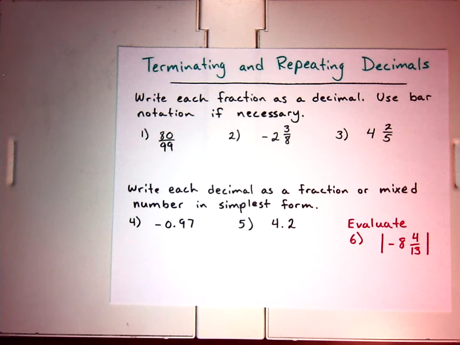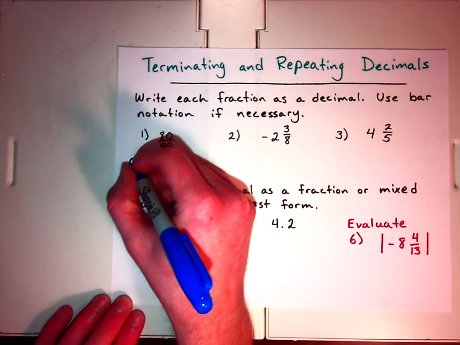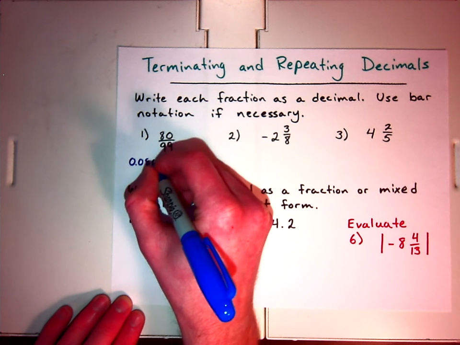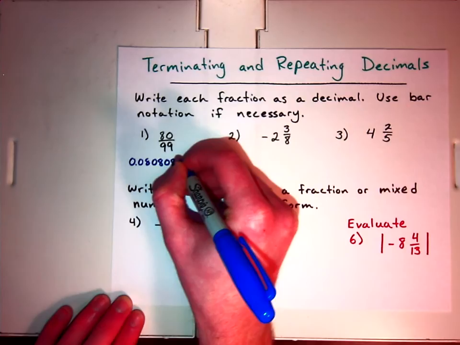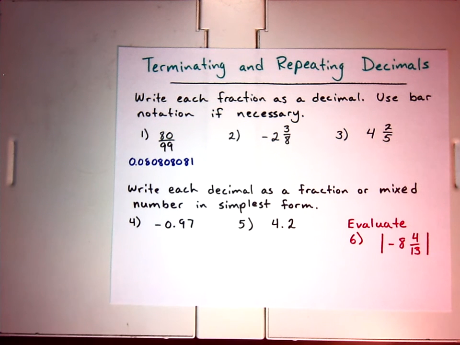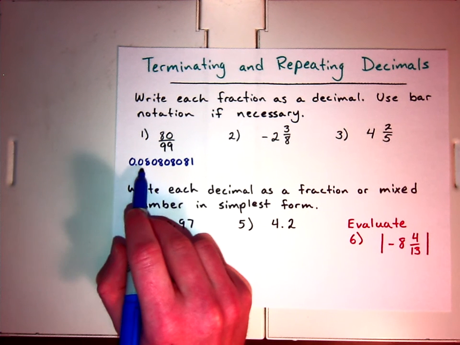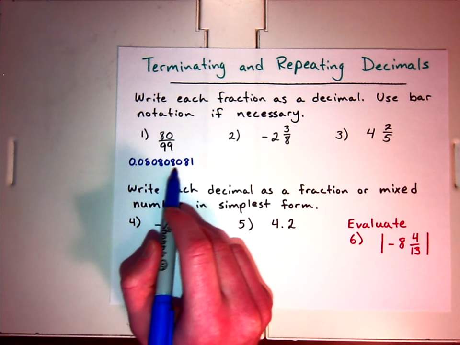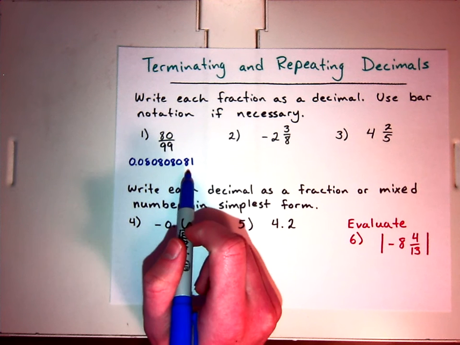So, 80 divided by 99. 80 divided by 99, okay? On my calculator, I get 0.08080808, and I actually get a 1 here, okay? So, looking at this, and I'm going to just point out something here, it seems like it's repeating, right? 08, 08, 08, 08, and then we get a 1.